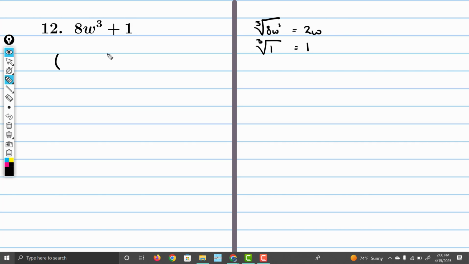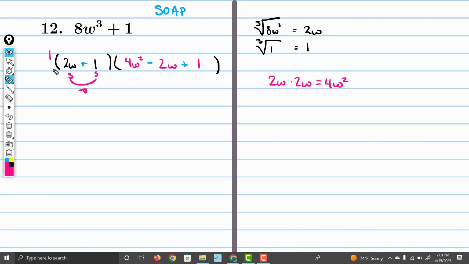So I create my first parenthesis, put in the 2w and the 1, and then I give myself space on the second parenthesis so I can go in and fill in my signs. So I go in with the SOAP. So same, opposite, always positive. Then I square the first. So 2w times 2w equals 4w squared. Don't forget we have to multiply that 2 times 2 as well. Then we find the product, which is 2w times 1, so 2w. And then we square the last term, so just 1.